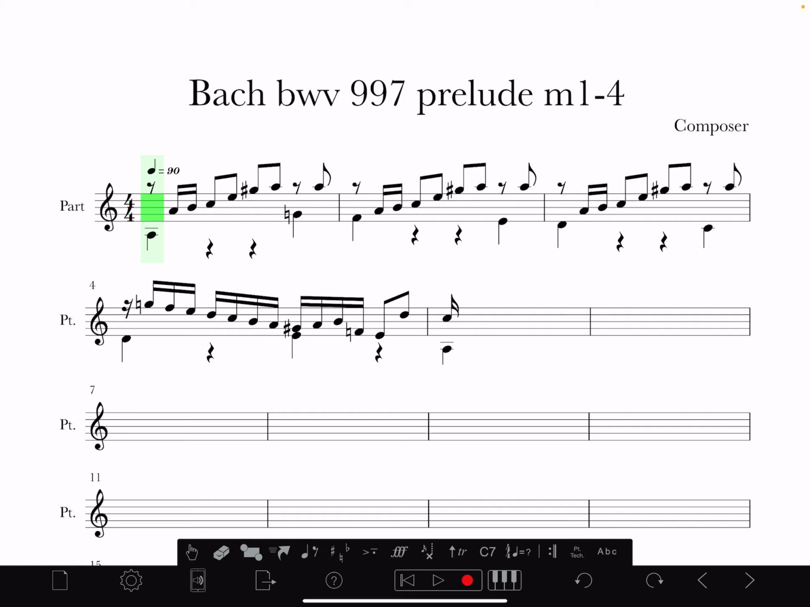This was originally written for the lute, and I'm going to play the audio so you can just hear what it sounds like, and then I'll get into some analysis and discuss what's going on in the music.